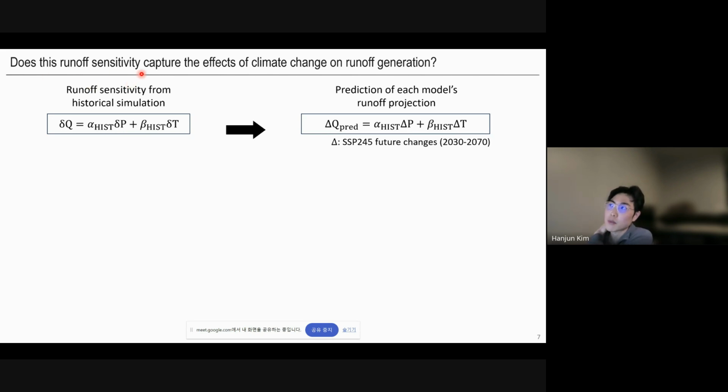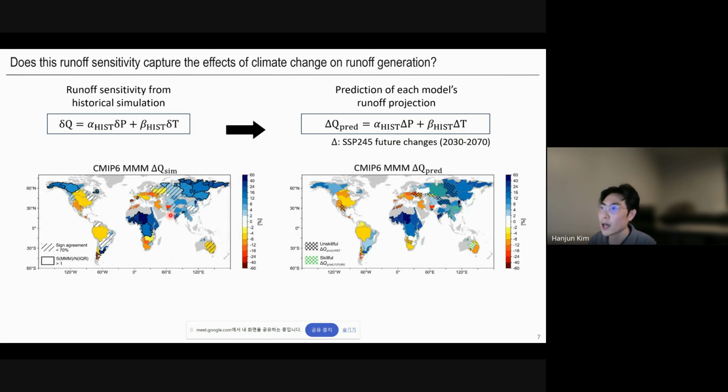Does this runoff sensitivity capture the effects of climate change on runoff generation? To answer this question, we use the runoff sensitivity from historical simulation to predict each model's runoff projection. Here we multiply each model's historical sensitivity with each model's projection of precipitation and temperature. So left is the original model simulation, and right is the prediction using this model's historical sensitivity. As you can see, these predictions have a very similar pattern to the original simulation.